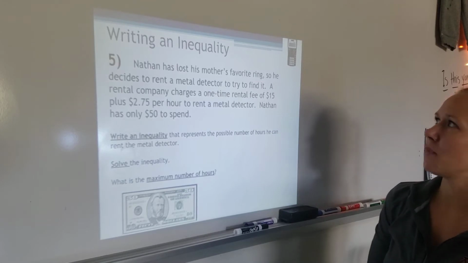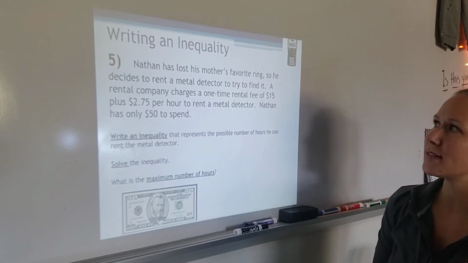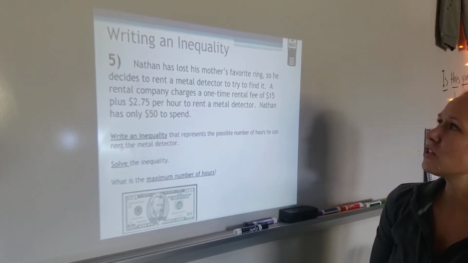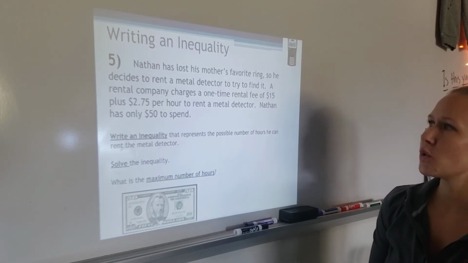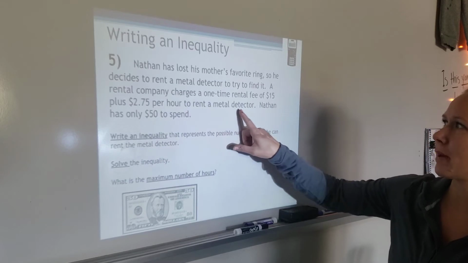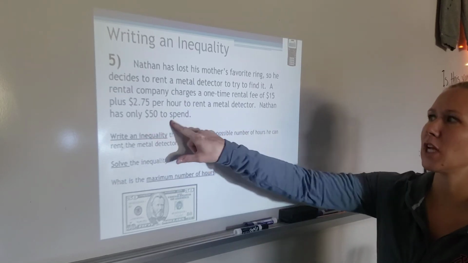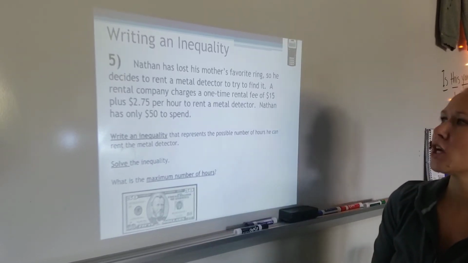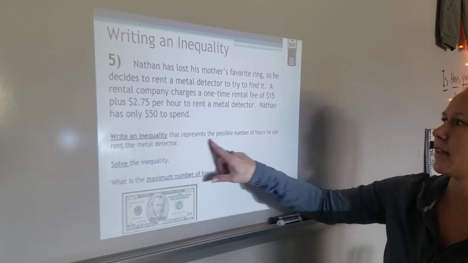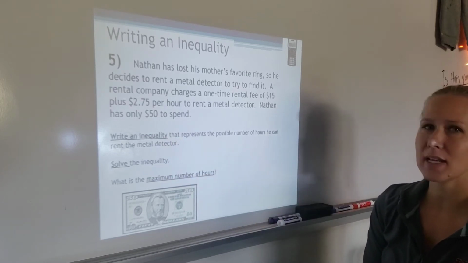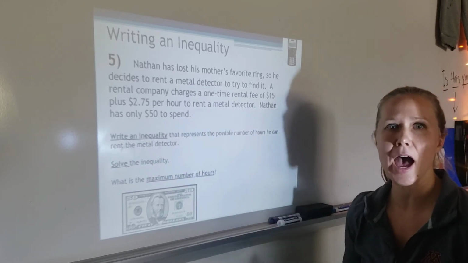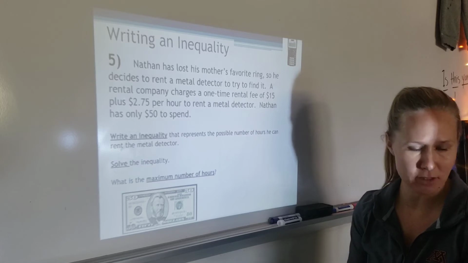Nathan has lost his mother's favorite ring, so he decides to rent a metal detector to try and find it. Sounds exciting. A rental company charges a one-time rental fee of $15 plus $2.75 per hour to rent the metal detector. Nathan has only $50 to spend. So he can spend all the way up to $50, but no more than that. So what I first want to do is to write an inequality that represents the possible number of hours that he can rent the metal detector. Then we will solve the inequality to determine how many hours he can rent the metal detector.